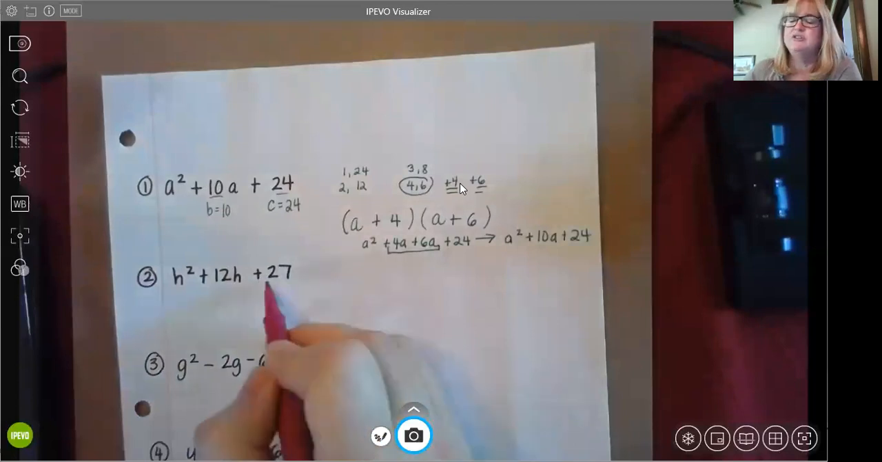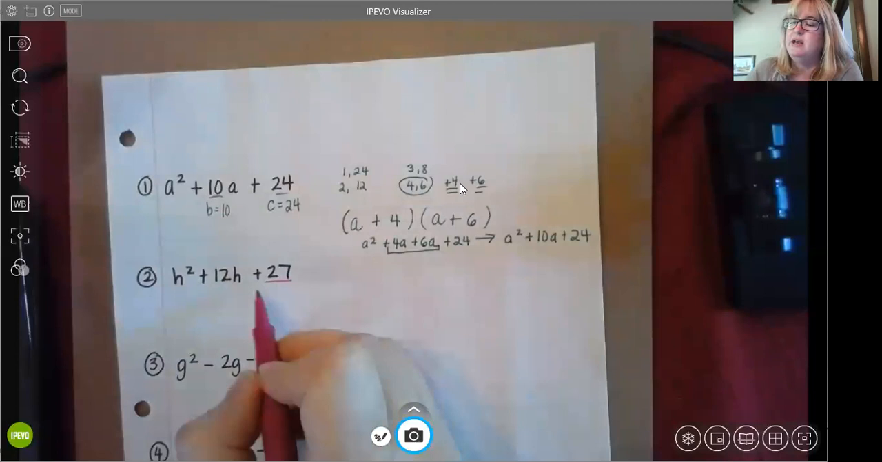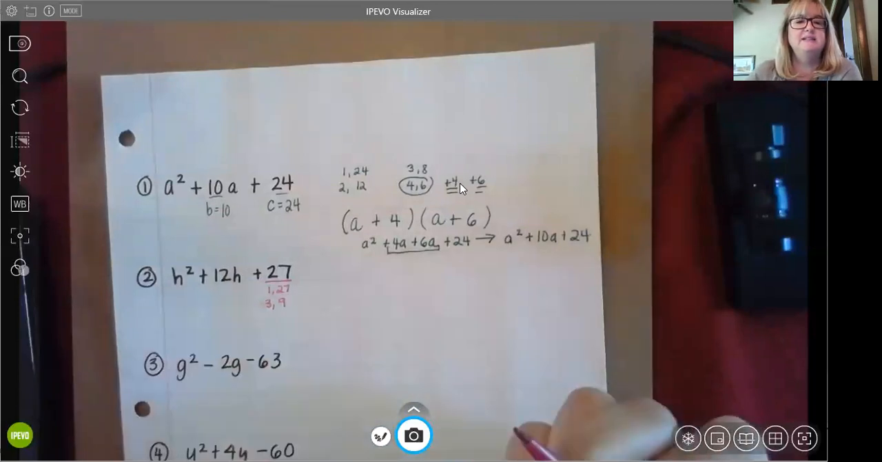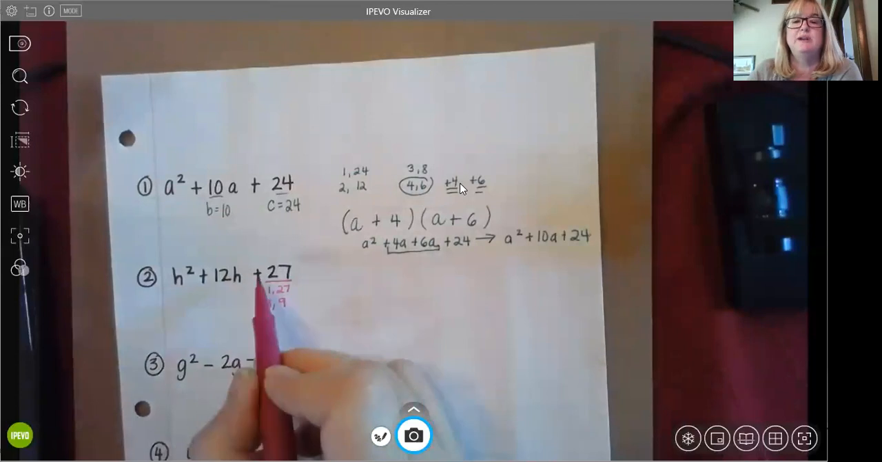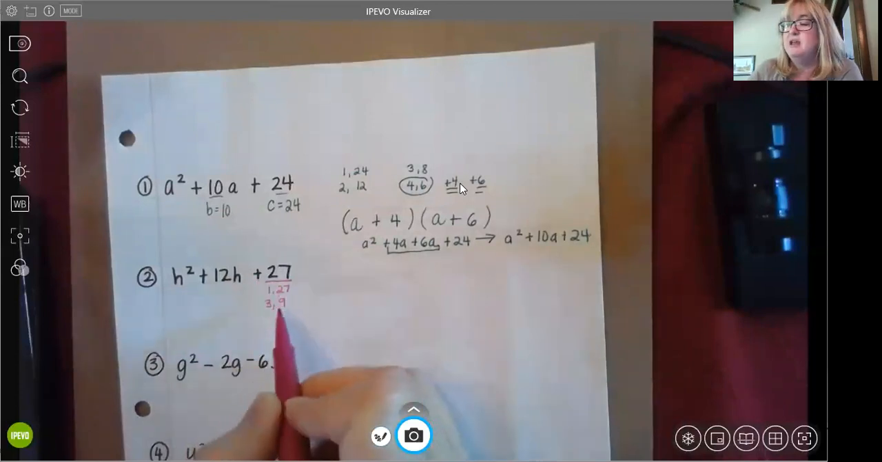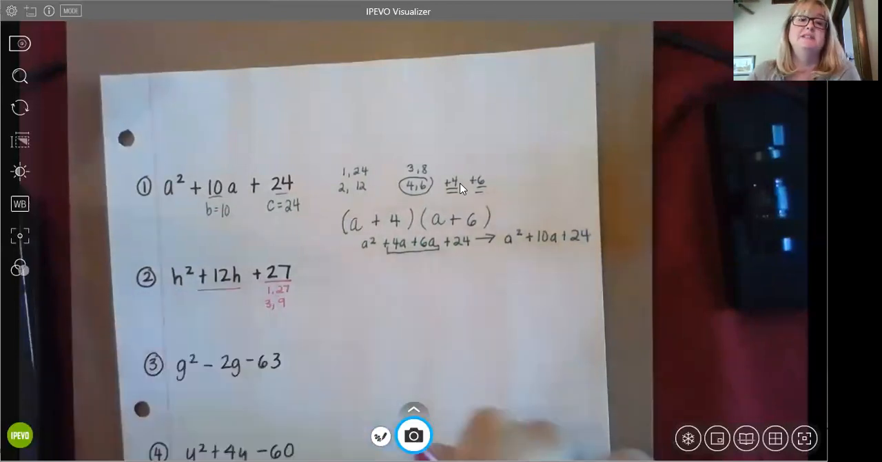So I need the factors of 27. And 27 is 1 and 27, 3 and 9, and I believe that's it. Okay, now it is a plus 27, so either these are both positive or both negative. Because B is positive, I know it has to be both positive.